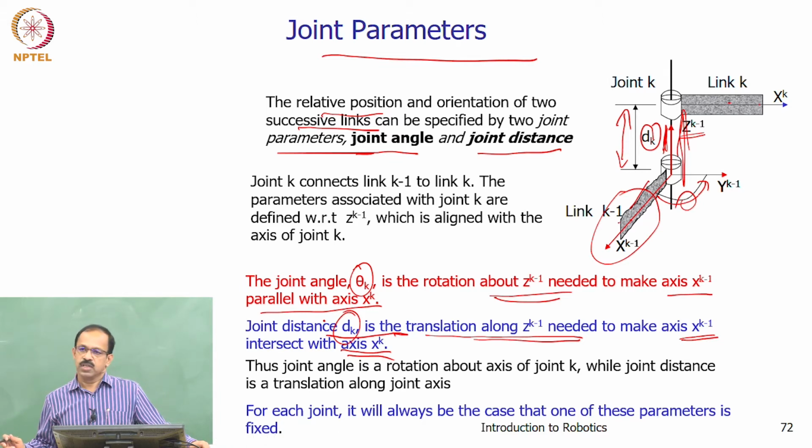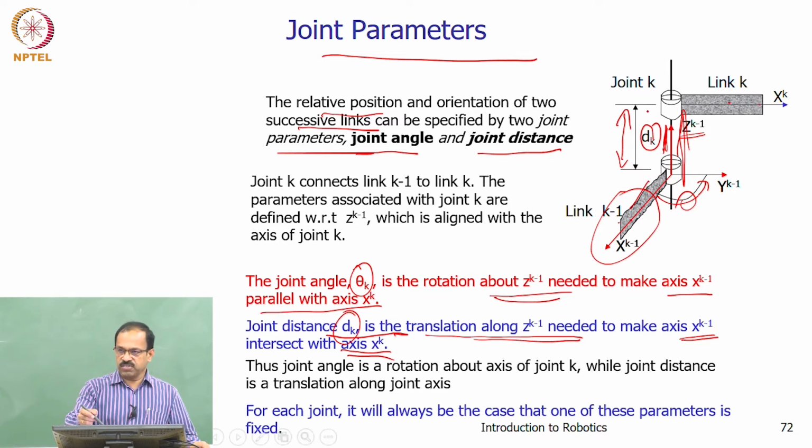So, this is what we saw in the previous class, and I also mentioned that if you consider a single degree of freedom, either d or theta will be a variable. If theta is a variable, it is a rotary joint, and if d is a variable, then it is a prismatic joint. One of these will always be a constant, and the other one will be a variable. That is what we saw about joint parameters.